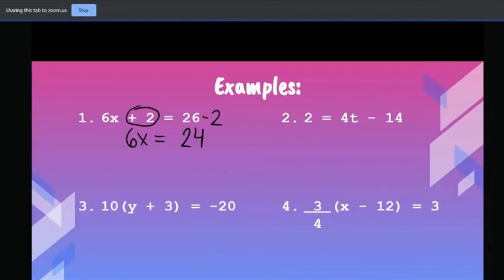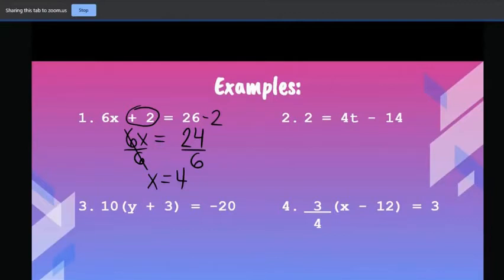The next letter in SADMEP is D, division, but we do not have division, so we can move on. After that is M, multiplication. We do have multiplication here. This is showing 6 times x. In order to get rid of our multiplication, we need to do the opposite, which is division. Let's divide both sides by 6. The 6's on the left side will cross out because they are the same number. Bring down your variable x, and then we're going to do 24 divided by 6, which is 4. And there's your answer, x equals 4.